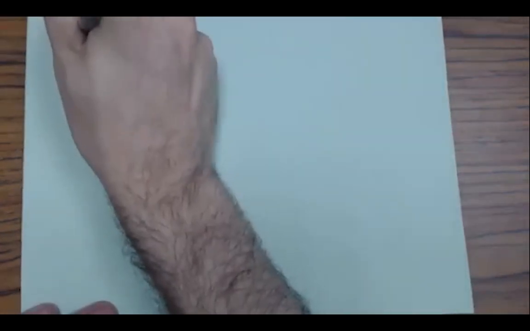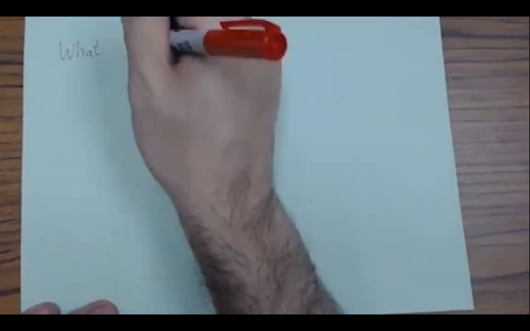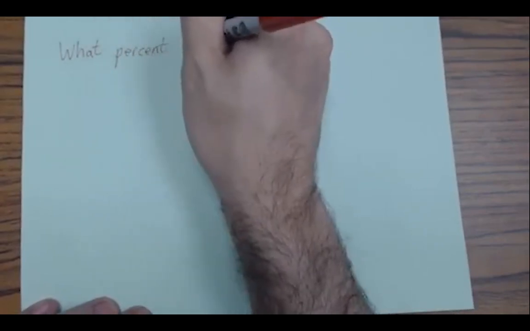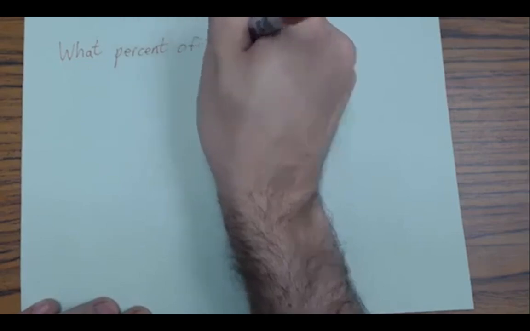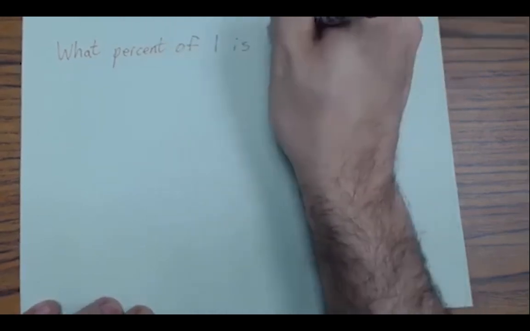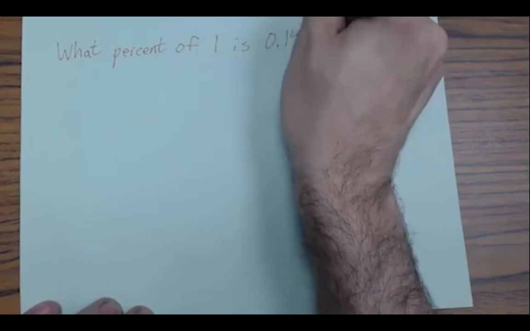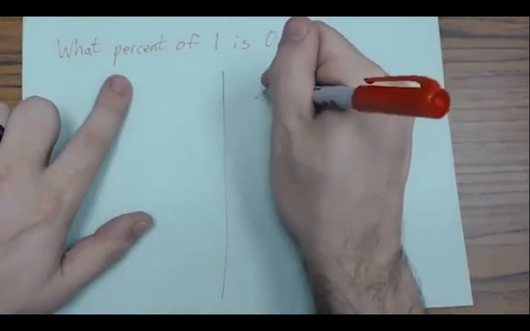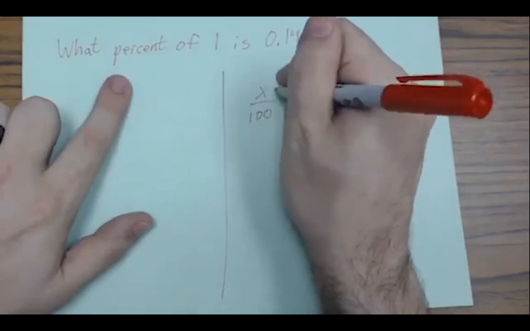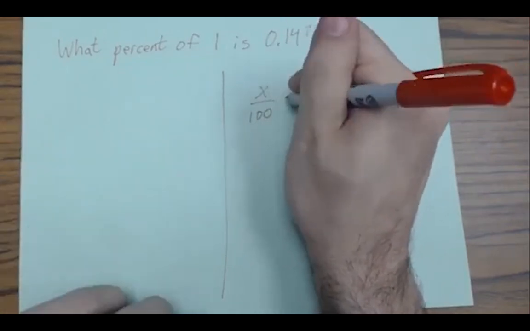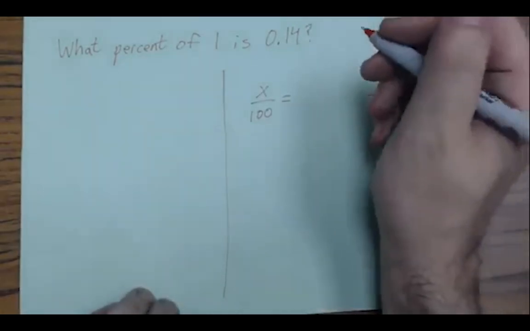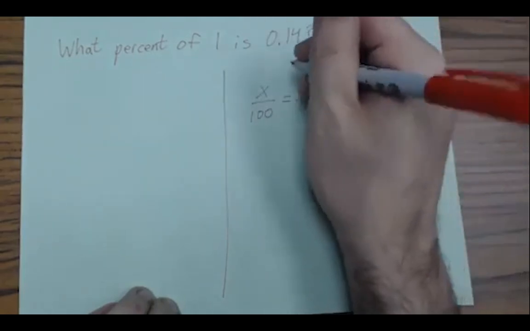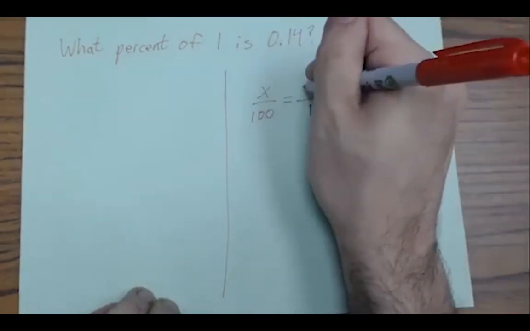Write down our question. What percent of 1 is 0.14? So, proportion. What percent? X over 100. The percent is unknown, but percent means over 100. Of 1, so the number on the bottom is 1, is 0.14.